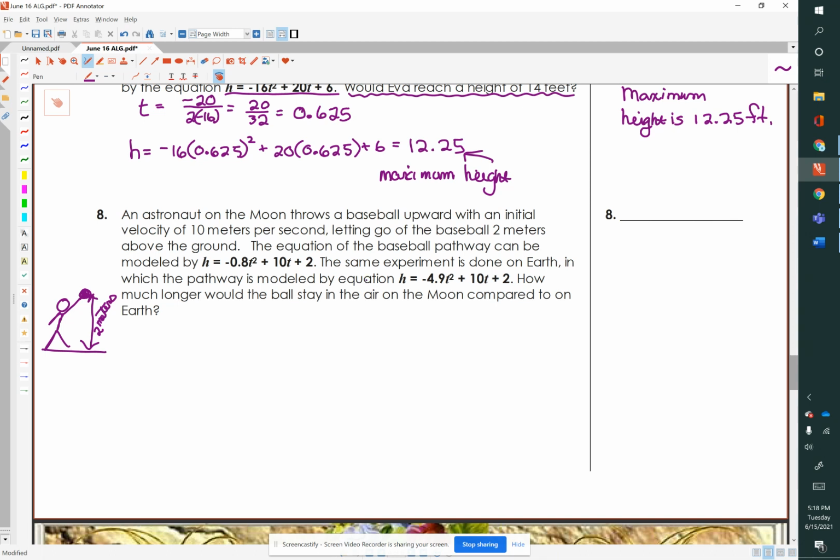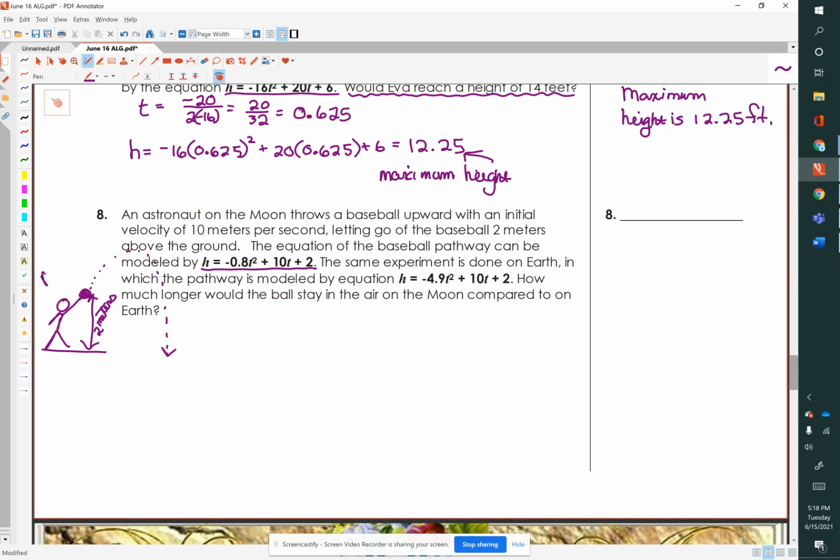So he's letting it go at a distance of 2 meters above the ground. Now we have an equation, the equation of the baseball pathway. He's letting go of it. It's going to go up and it's going to come down. It is modeled by the equation. So here's the moon equation: h equals negative 0.8t squared plus 10t plus 2.